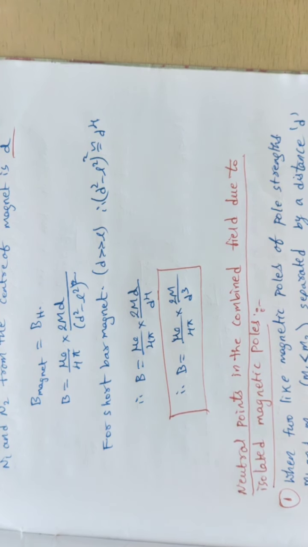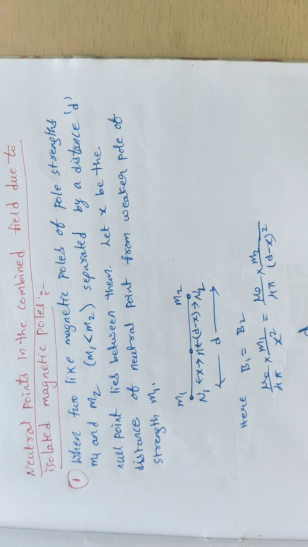Okay, till now we have observed the magnetic inductions on equatorial lines and on axial lines. So now we are going for different concepts related to null points only. Now this concept is, students, neutral points in the combined field due to isolated magnetic poles. Due to isolated magnetic poles, now we want to calculate null points.